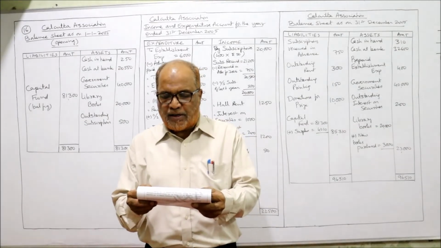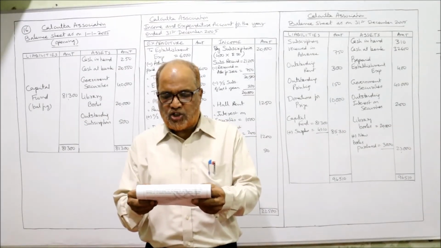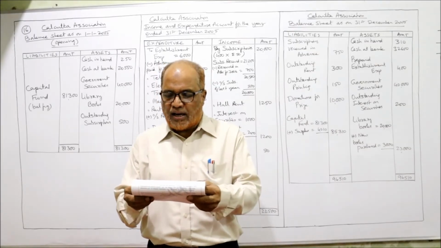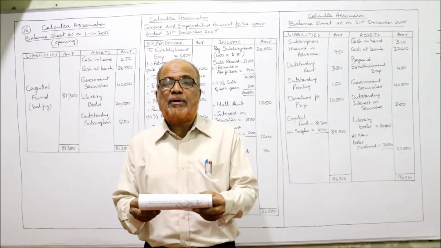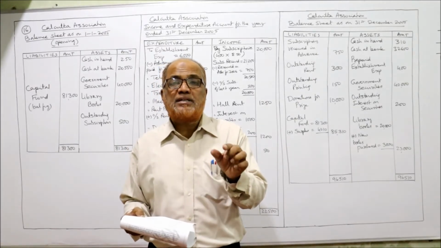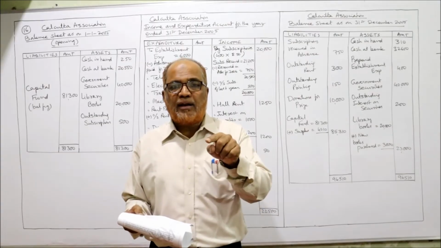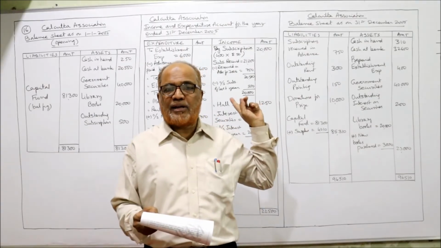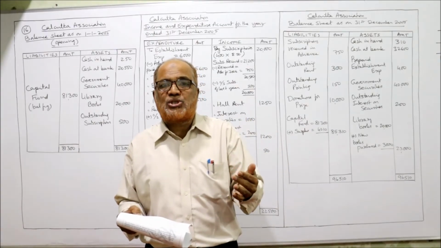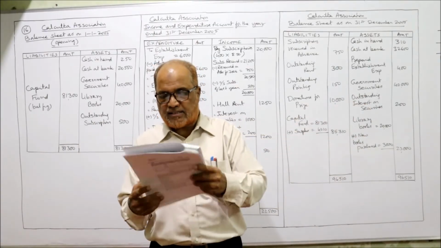Electric charges, revenue expenditure. Stamps and stationery, revenue expenditure. Traveling, revenue expenditure. Meeting expense, revenue expenditure. Rent, revenue expenditure. Library means books purchased. It's a capital expenditure. So library should not be taken in the income and expenditure account. The library is nothing but the books purchased. It will go to the balance sheet, asset side.